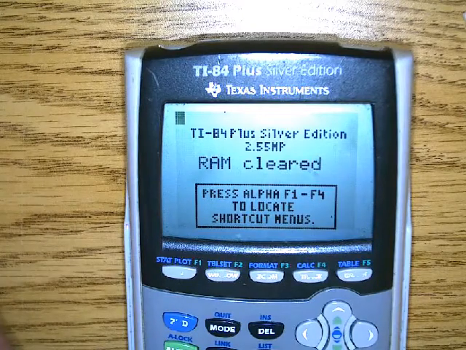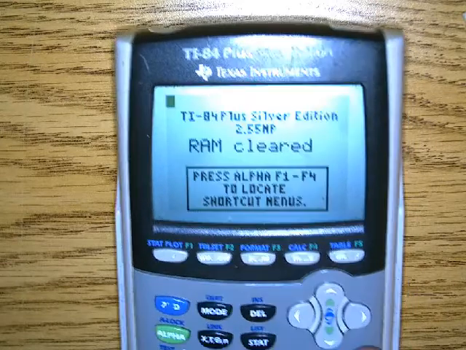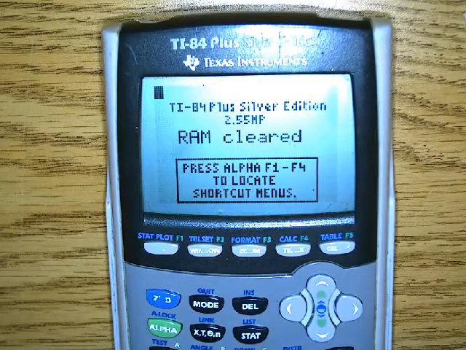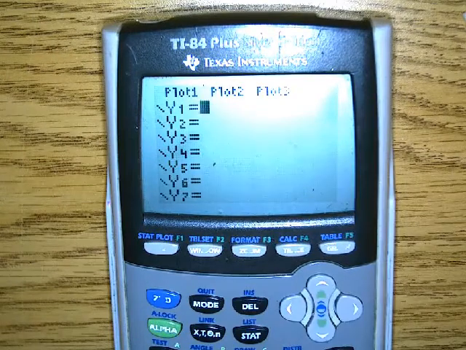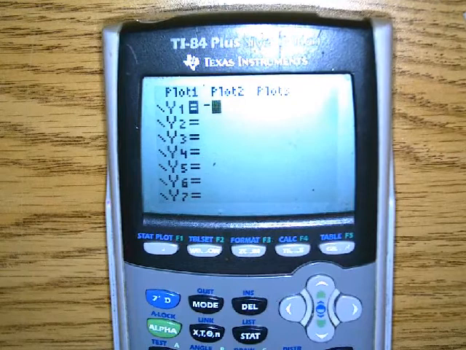So I'm just starting off with a clear calculator and then negative cube root. So I'm going to press the y equals button so I can start graphing. I need the negative sign in there. I need the cube root.